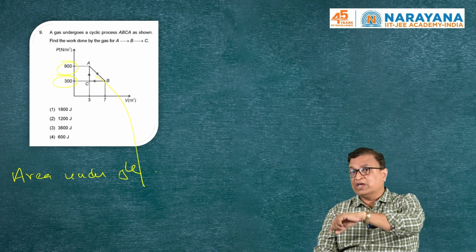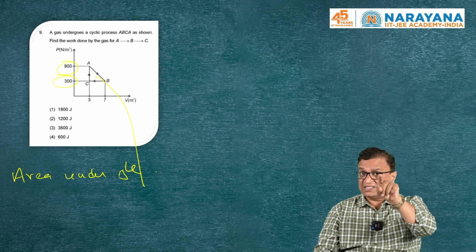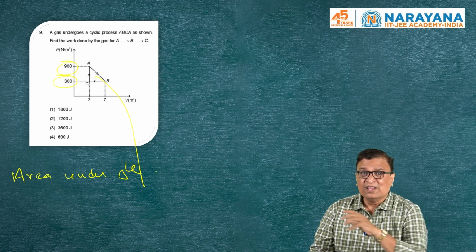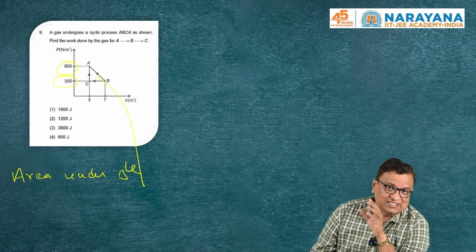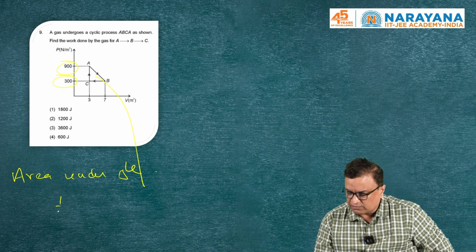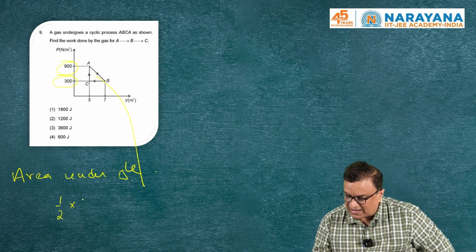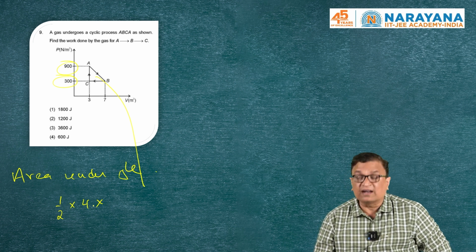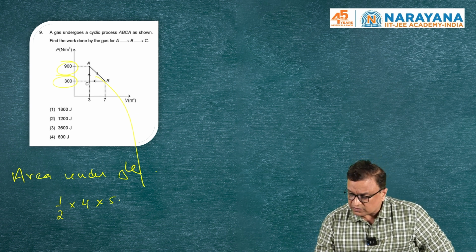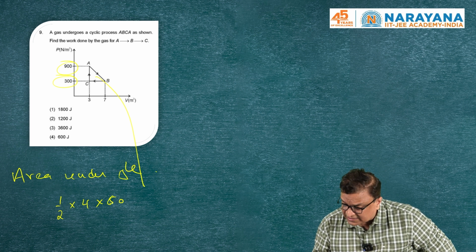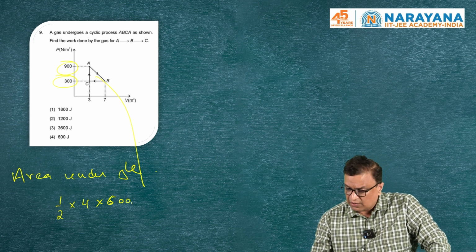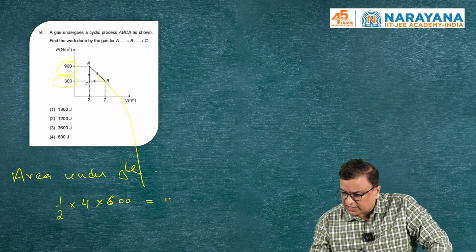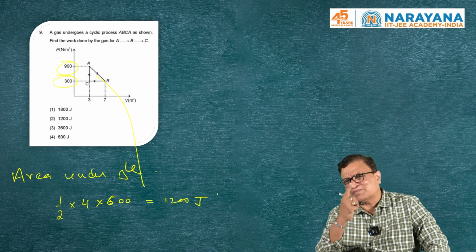But when you are doing a PV graph, please remember, check the units of P. P is Newton per meter square, volume is meter cube. Only then it is the SI system, and you will get the answer in joules. So now half into base, 7 minus 3, 4, into height, 900 minus 300. 900 minus 300 is 600. So by doing this you will get 1200 joules. One step answer.